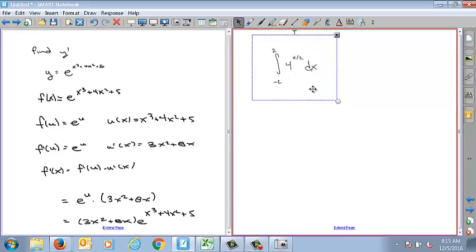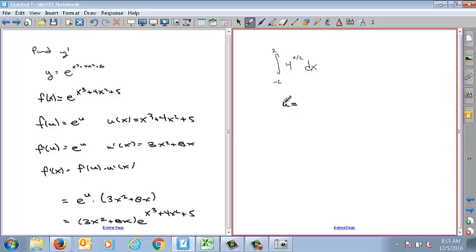Did we do this one? I don't think we did. So this is a definite integral. So I want you to redefine the limits in terms of u. Don't plug u back in terms of x, because it's not necessary.